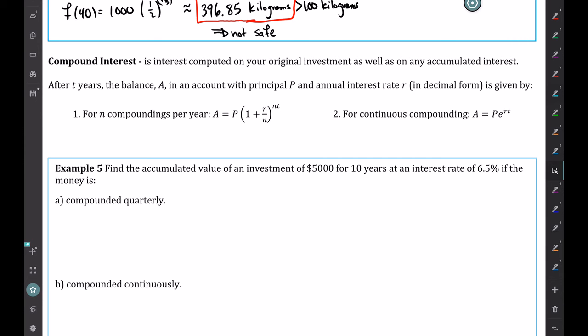Or hopefully we also have investment funds, like your 401k, your Roth IRA. All of those use exponential growth for the compounding growth.